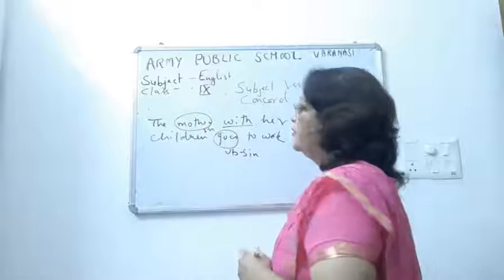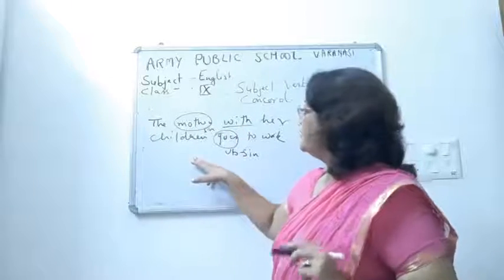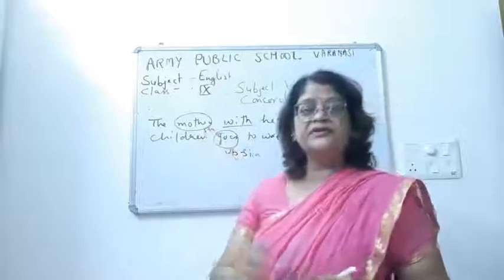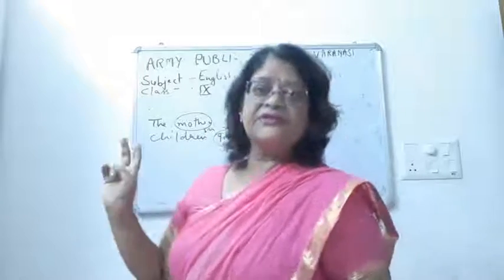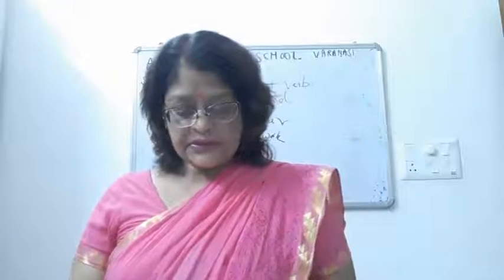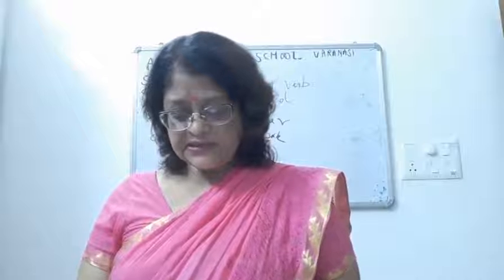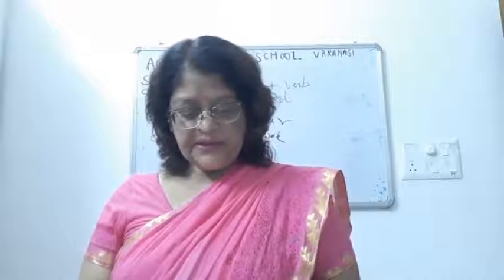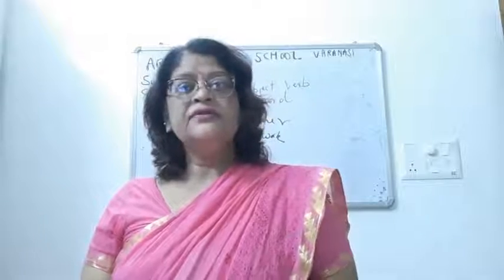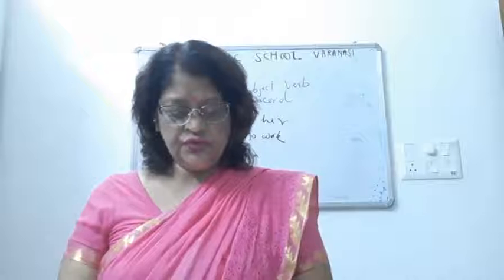Two nouns are there, the mother and the children. The first noun is singular, so the verb also is singular. So if two or more nouns are connected with with or as well as, take the verb according to the former noun. The mother with her children goes to work.